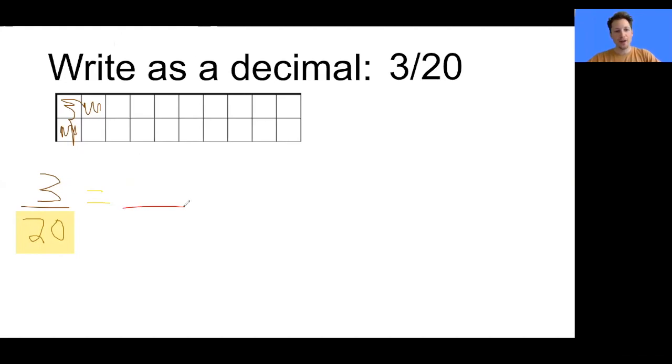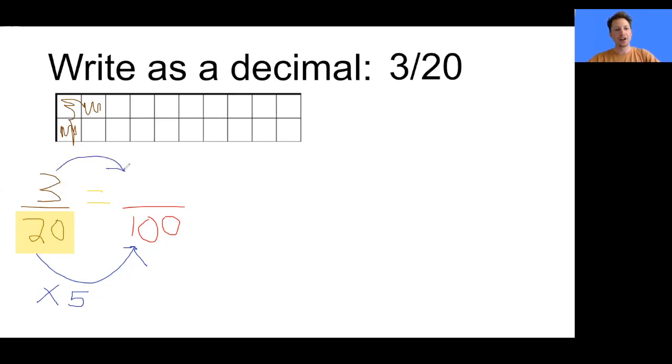Create a new fraction with a denominator of 100. So we have 100 right here. And then ask yourself, how would you go from the denominator of our first problem, which is 20, to the denominator of our equivalent fraction, which is 100? I know that to go from 20 to 100 using multiplication, we multiply by 5, because 20 times 5 is 100. Now, boys and girls, whatever you do to the bottom, you have to do to the top.